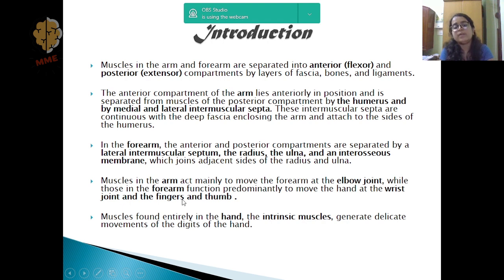The muscles of the arm basically move the forearm at the elbow joint. This is the elbow joint. The muscles of the forearm move the hand at the wrist joint, and also the fingers and the thumb. Muscles of the hand are basically intrinsic muscles, and they help in delicate movements of the digits of the hand. So they help in precision grip and other grasping functions. So, delicate movements basically.